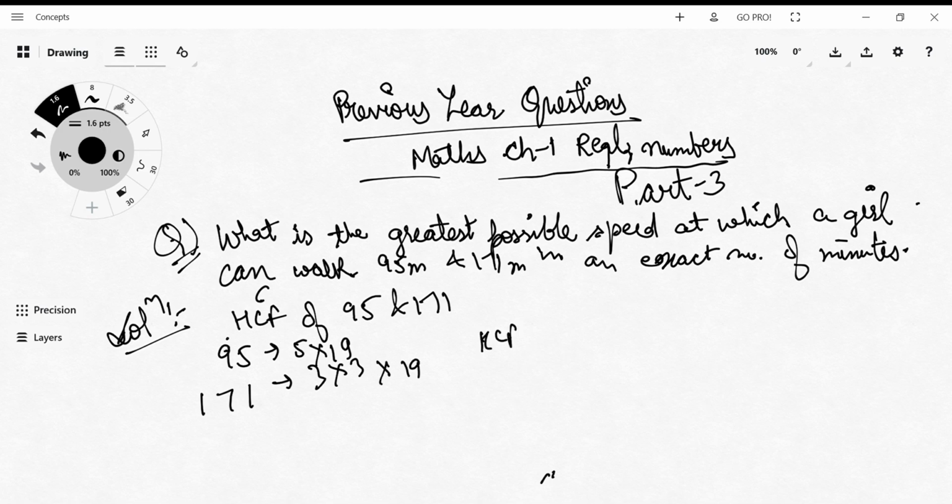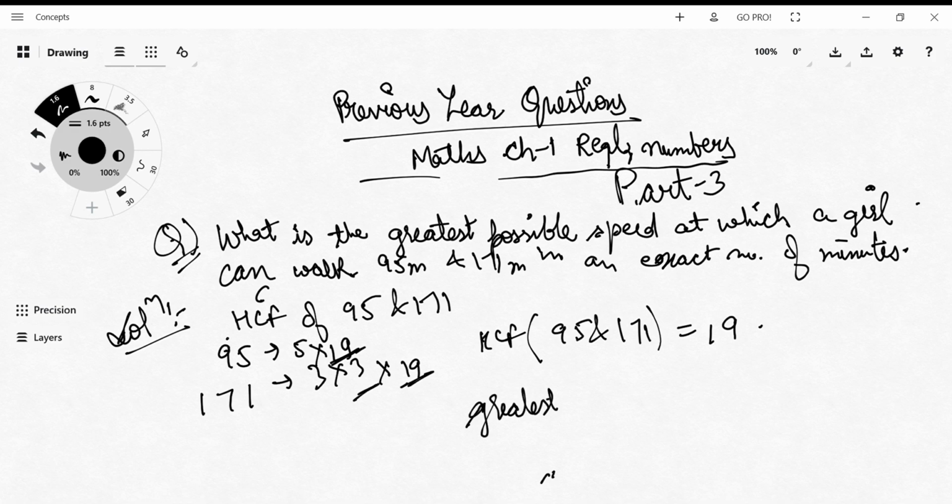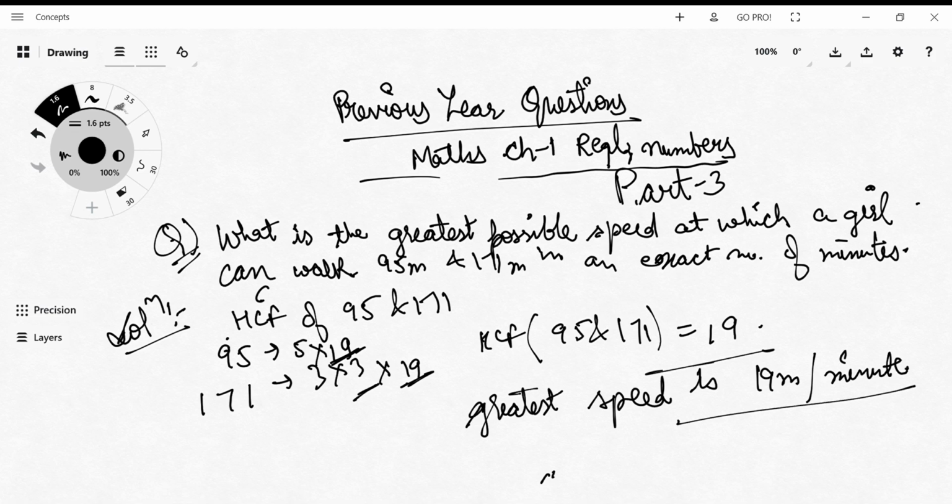Now the HCF of 95 and 171 is equal to the common number, right? That is 19. Hence the greatest possible speed is 19 meters per minute. I hope this question is clear to everyone, right? Now let's move to the next question.